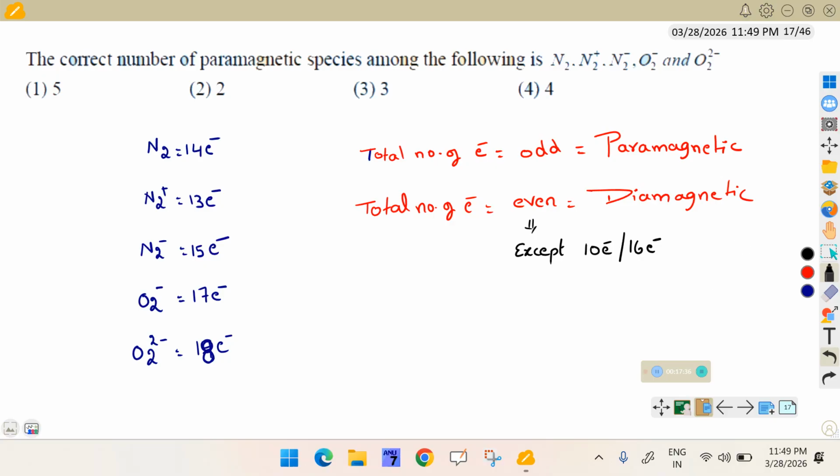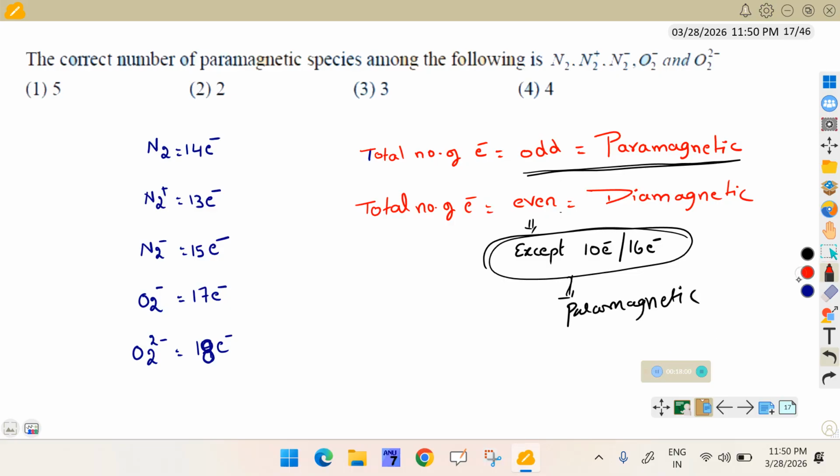The correct number of paramagnetic species among the following is. What is the condition? Calculate the total number of electrons. Total number of electrons odd means paramagnetic. Total number of electrons even means diamagnetic. Exception condition: 10 electrons, 16 electrons. 10 and 16 are even numbers, but they exhibit paramagnetic nature. Now the question is related to paramagnetic species. So odd number of electrons: 1, 2, 3. Correct option, third option.